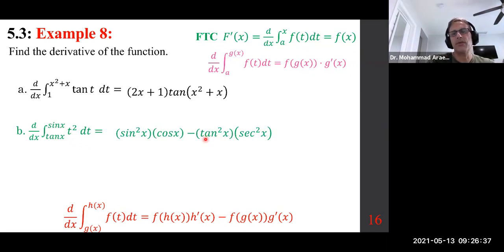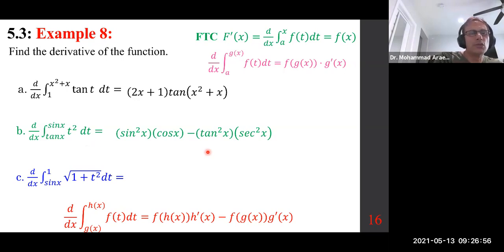Obviously, this can be simplified, and you can try it by writing it as a function of sine and cosine. The secant is 1 over cosine, tangent is sine over cosine, if you want to do that. Either way, it doesn't matter.